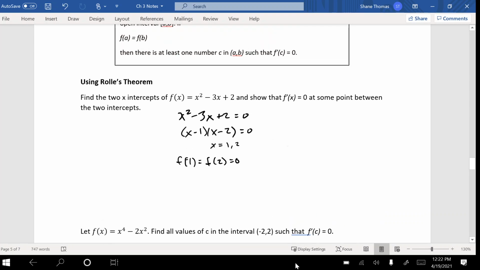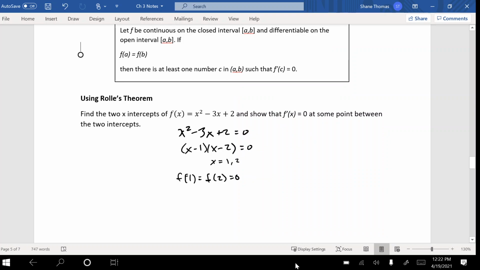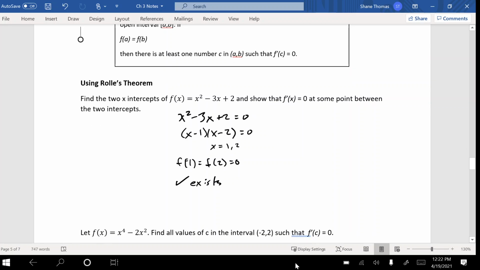Does that satisfy what we just said in Rolle's theorem? The theorem says if f of a equals f of b, they have to be equal to each other, then we're going to find something that would be equal to 0. That means there's a critical value in there. So that fits, which means we have a point that exists, and there exists at least one.